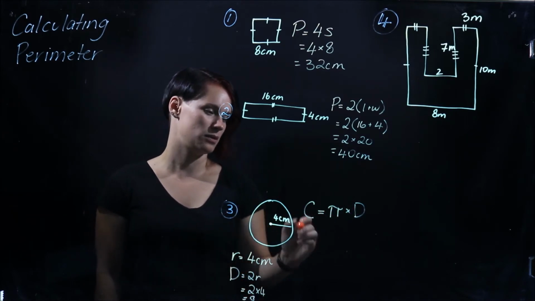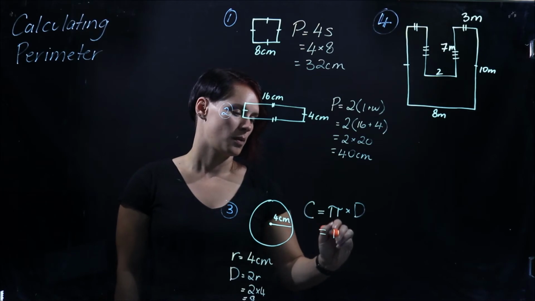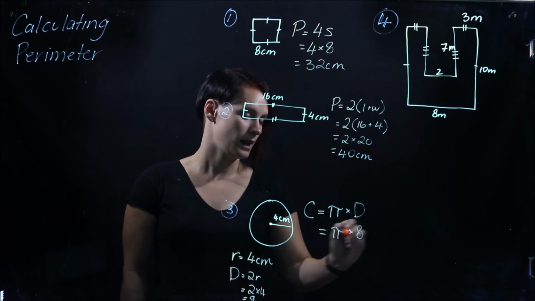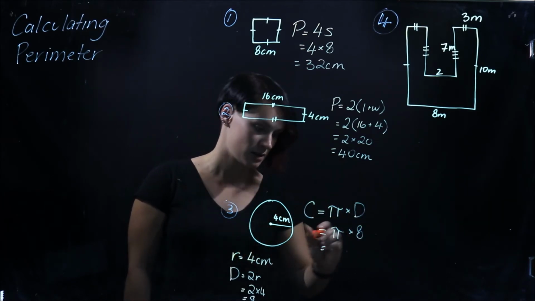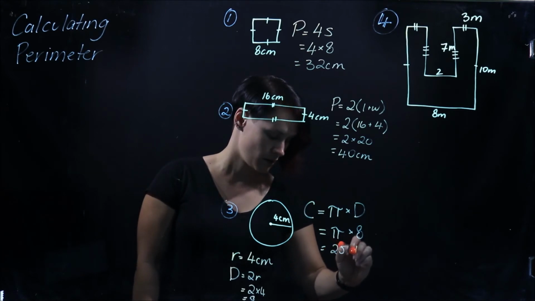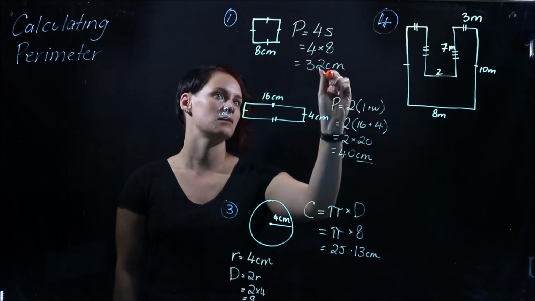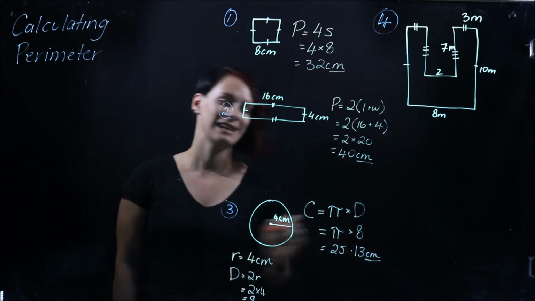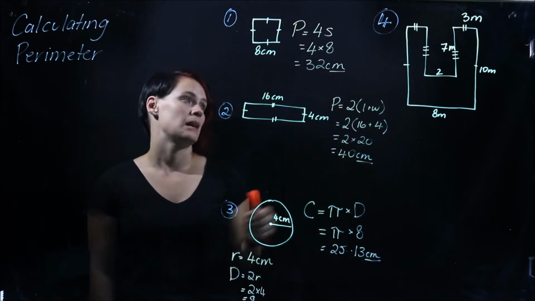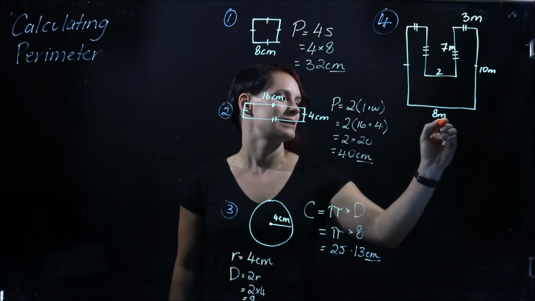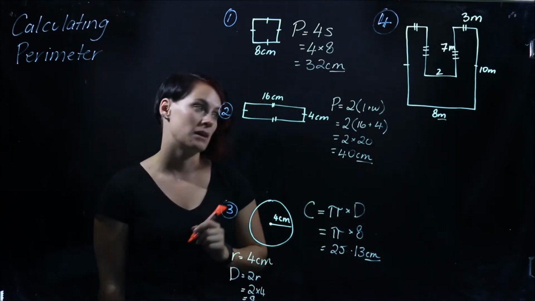So therefore, we can now put that into our rule. So pi times 8, and I've done that before, pi times 8 is 25.13 centimeters. We are still using centimeters all the way around here. They are linear units of measurement. In this example, in number 4, however, we're using meters, but still linear units of measurement.